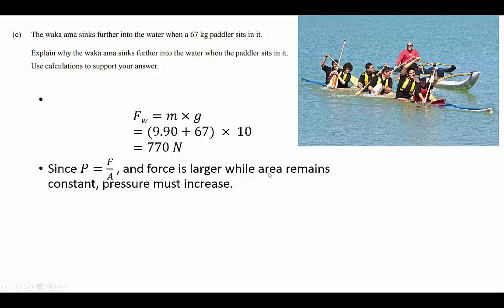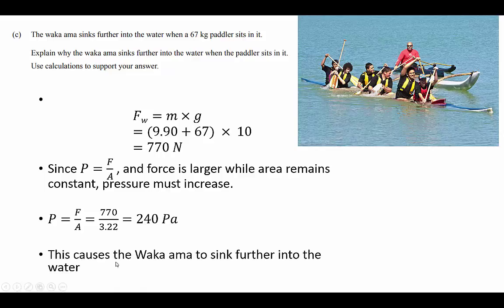It's important to state the variables that remain the same. That's often part of a requirement for excellence in these explanation answers. So make sure that you talk through each term in the equation in order to get full credit. So in this case, the new force of 770 divided by the same area of 3.22 gives us 240 pascals, and this causes the Walker armour to sink further into the water.